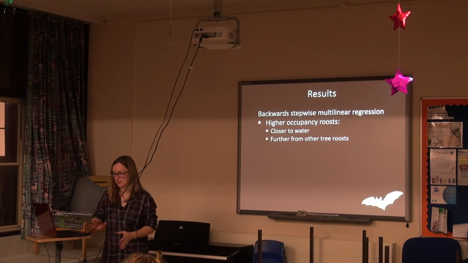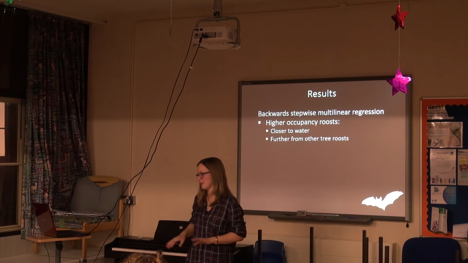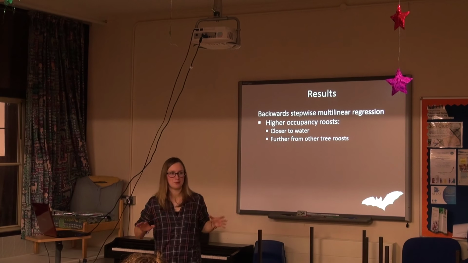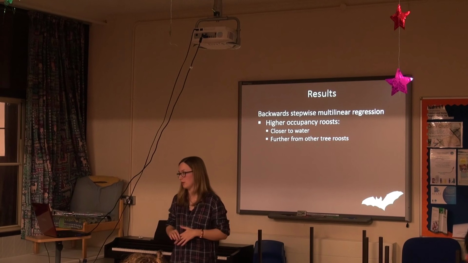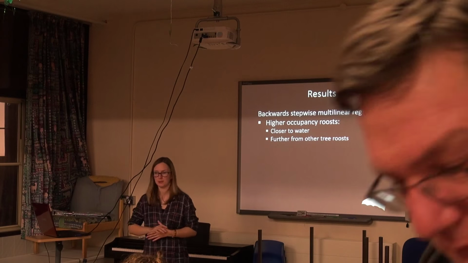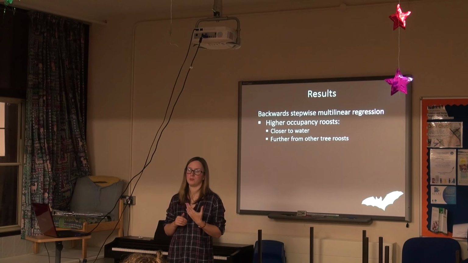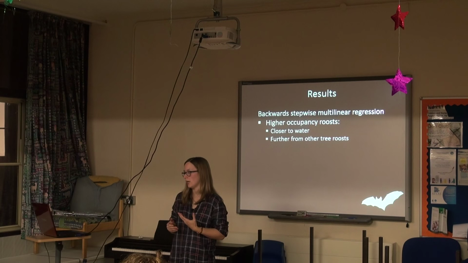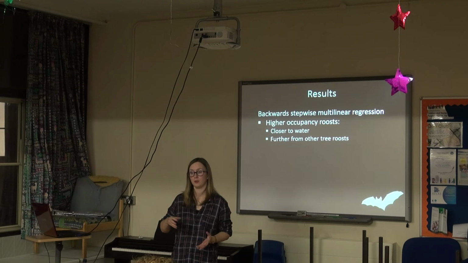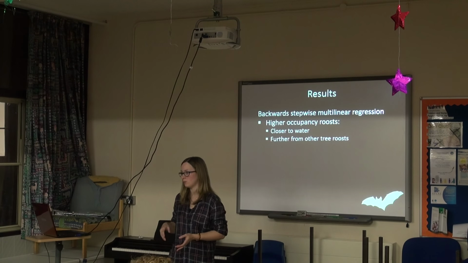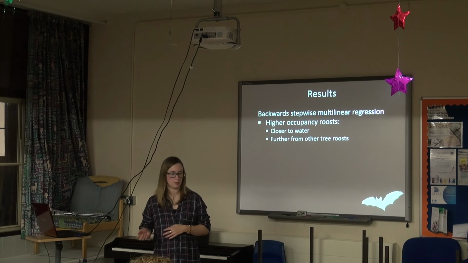Okay, so I won't go into all the really boring stats, unless anyone loves stats, but you can if you like. But fundamentally, what I wanted to do is see the most important variables within this. So I found, in the end, that the roosts with the highest occupancy, that was those that were occupied the most by the bats, turned out to be closer to water than those that were not occupied as much. And they were also further away from other known tree roosts than those that were less occupied.